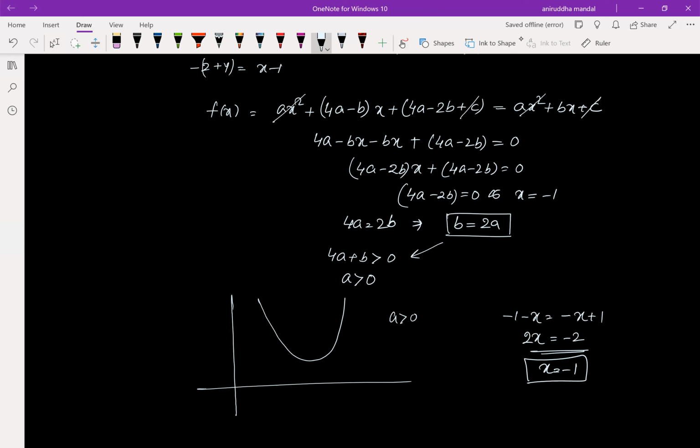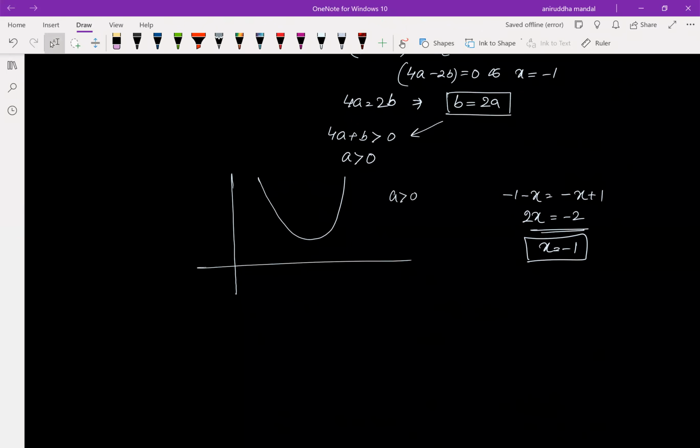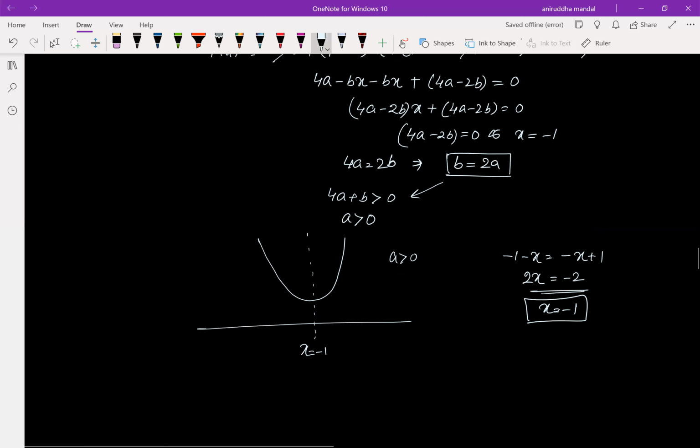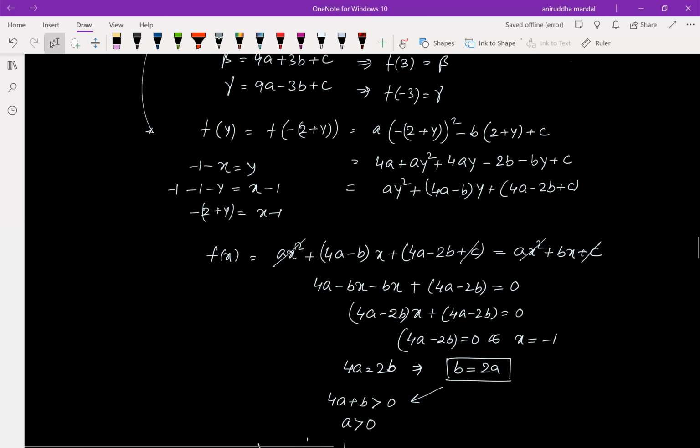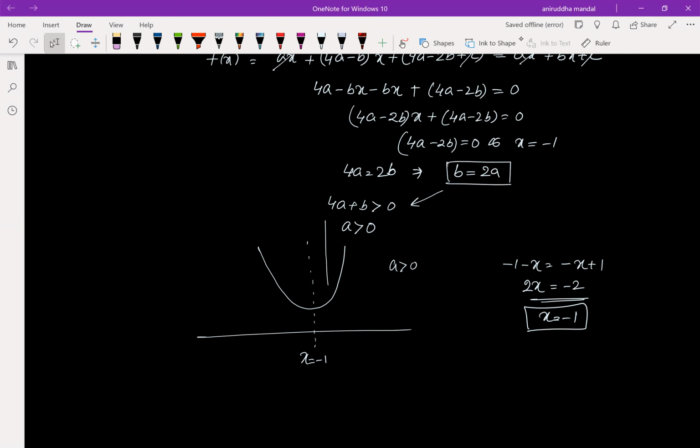Okay, which means this quadratic equation is symmetrical around this axis, so this equation is symmetrical around x equal to minus 1. So which means now this alpha, beta and gamma. So alpha is f(x) at x equal to minus 2, 3 and minus 3. So which means this is somewhere between, this is 0.